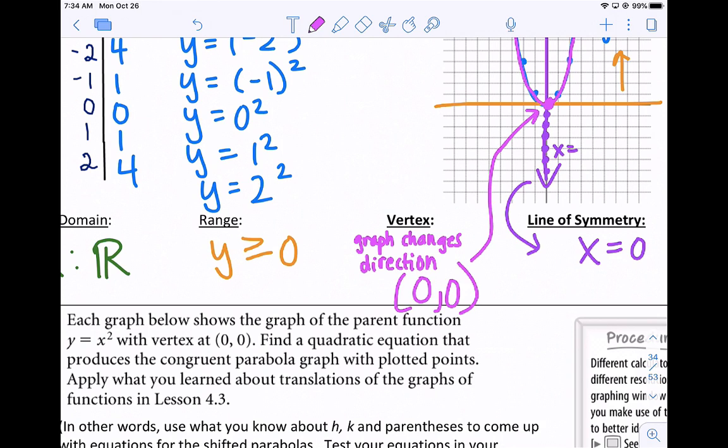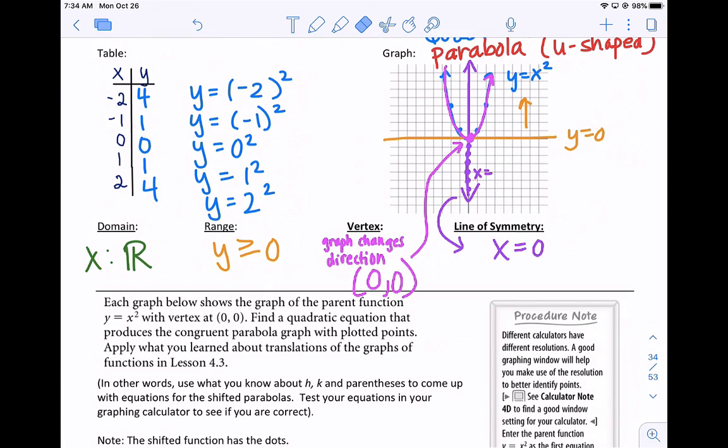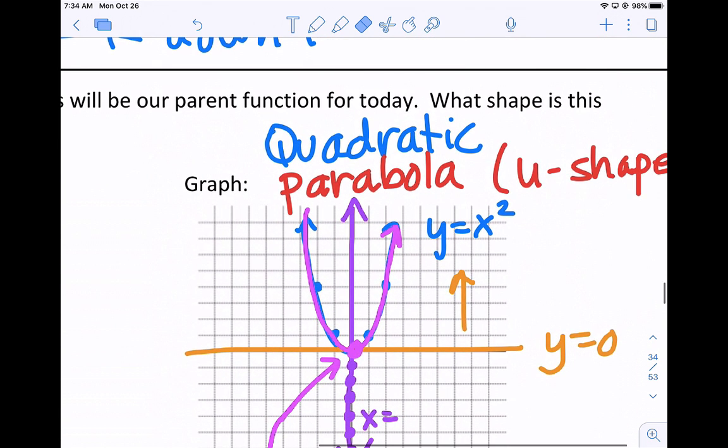It's the lowest point in the graph if it's a U-shape. If we flip the graph upside down, it would be the highest point. So again, the vertex is where the graph changes direction. It's either the lowest or highest point in the graph. So there's a lot of information in this graph. Again, we know this is a quadratic, a parabola. A quadratic because x squared is the highest power, a parabola because it's a U-shaped graph.